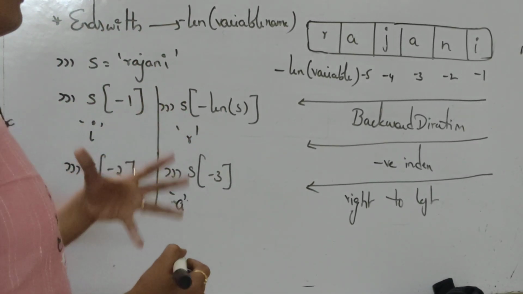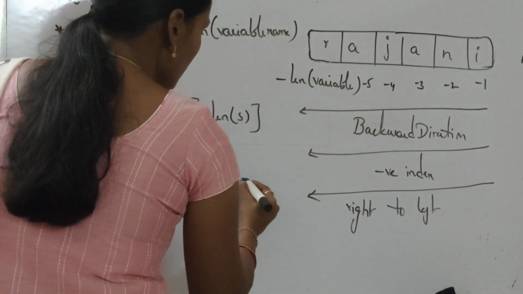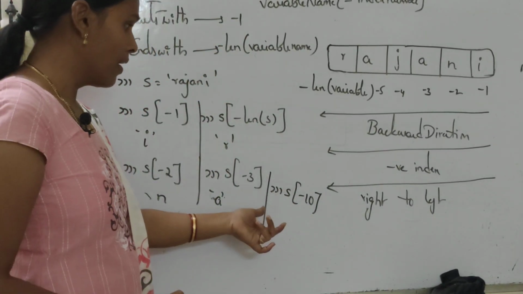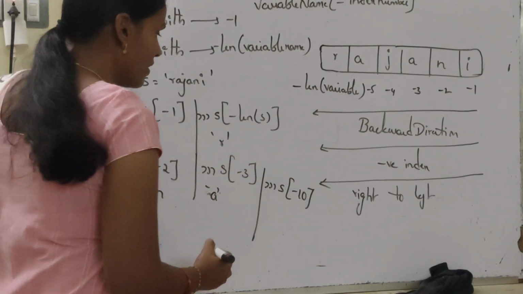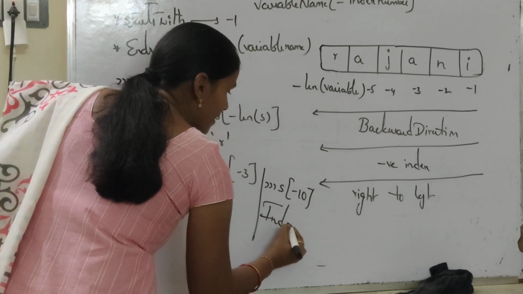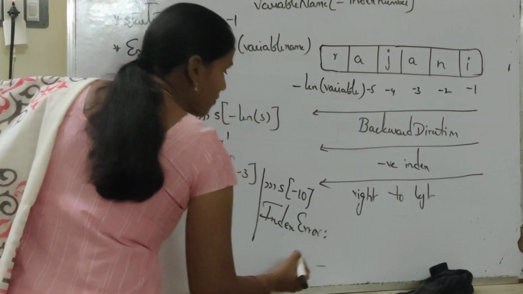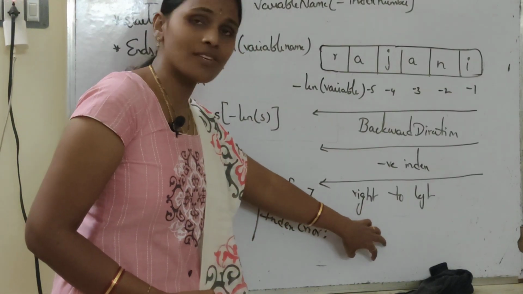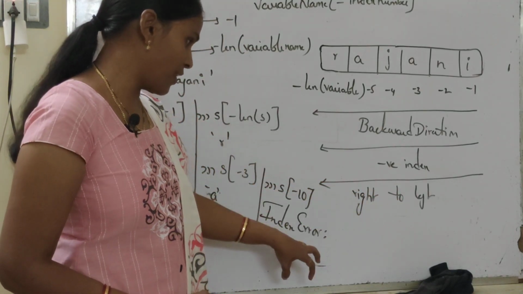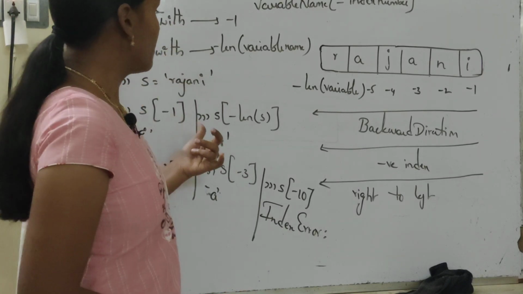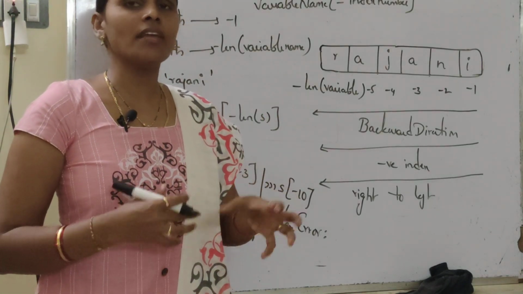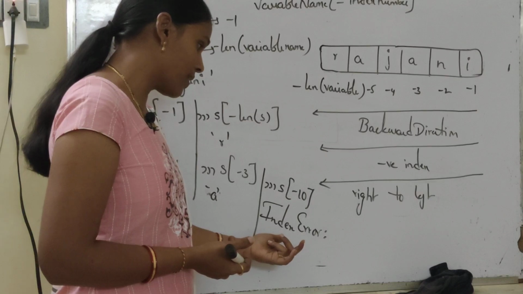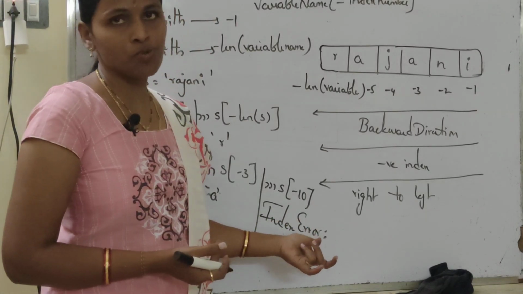If you take an out of range index, that means we will take S of minus 10. This is out of the string. If the index is not available, then immediately we will get index error. This is the exception. Exception message is string index out of range. This is the backward index. If the variable is not available, then immediately we will get name error. In the same way, if the index is not available, then immediately we will get index error. This is the built-in exception.